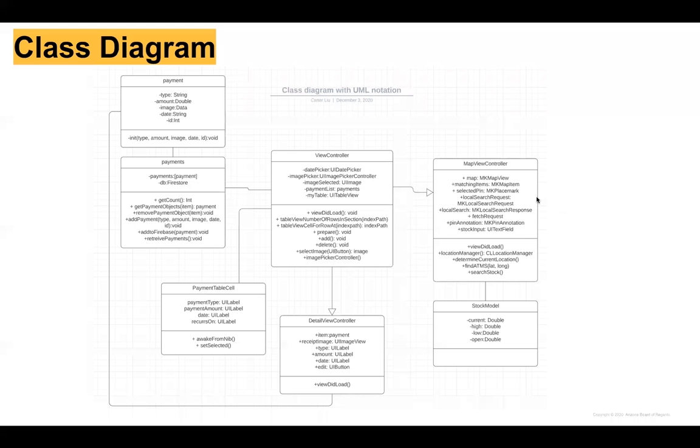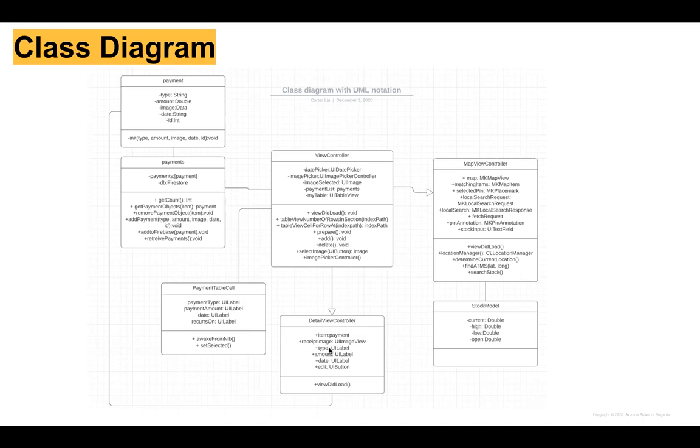This is my class diagram, and as you can see, I have 3 view controllers: the main view controller, map view controller, and detail view controller. With that come 2 models. So one model is a stock model, which is loaded from the stock API, and a payment model, which is contained in this payments class, which holds an array of payment type, has a private DB variable for the Firestore, and all of these methods to get, add, and remove objects.